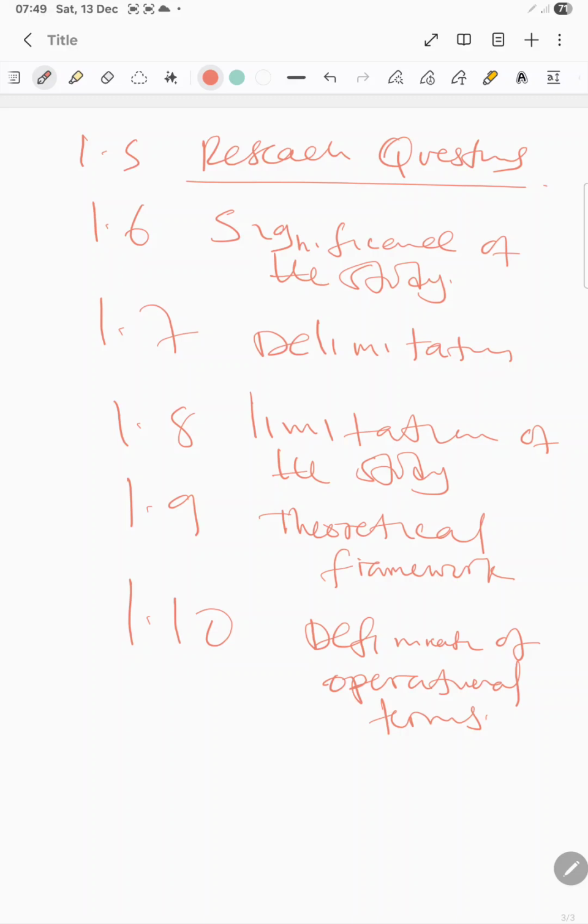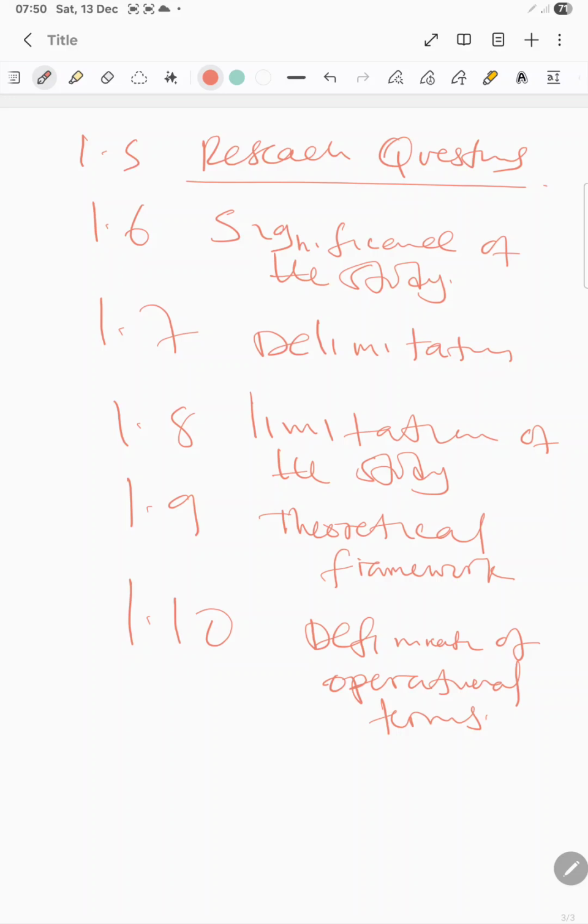For instance, what are learners? You define what learners are. What is truancy? You need to define what truancy is. So you define those terms that you feel people cannot understand if they come across your research. Those are what we call definitions of operational terms.